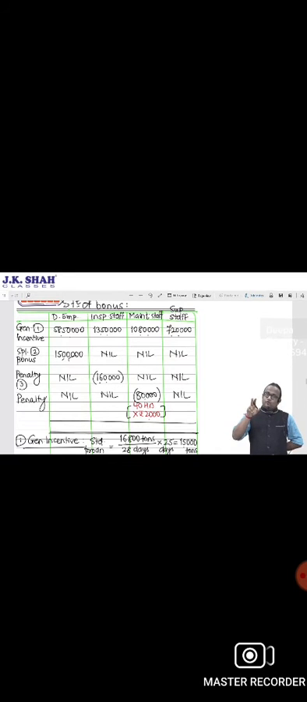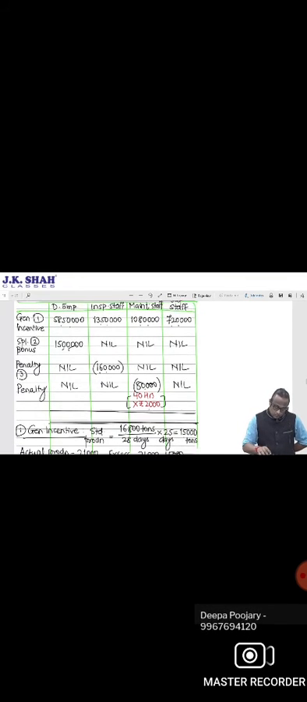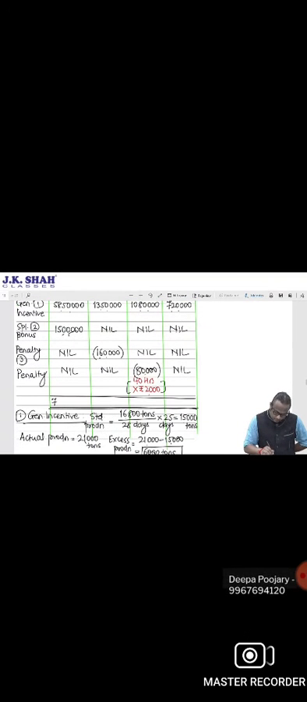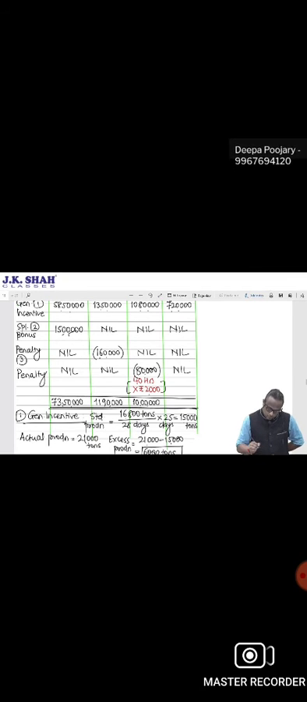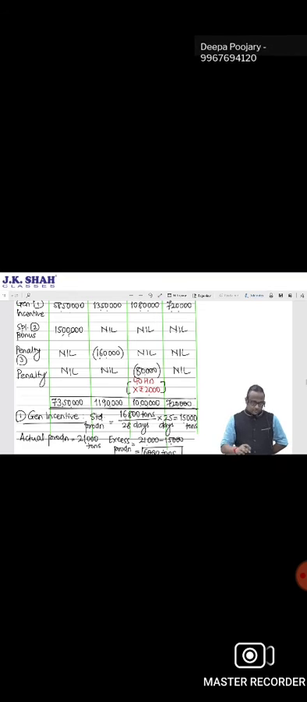I need a working note for penalty only once. For inspection staff, yes. For maintenance staff, I don't need a working note as such. I can show the calculation directly: 40 hours into 2000. So now, 73 lakh 50,000, 11 lakhs 90,000, 10 lakhs, 7 lakh 20.